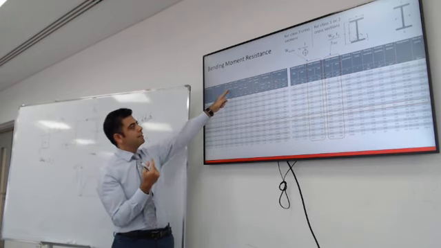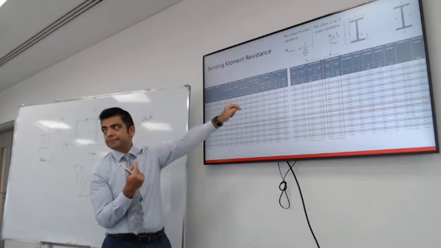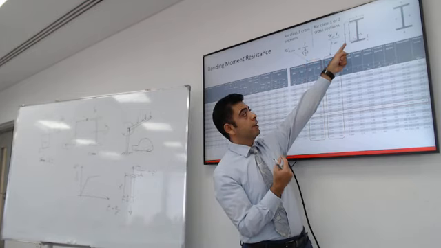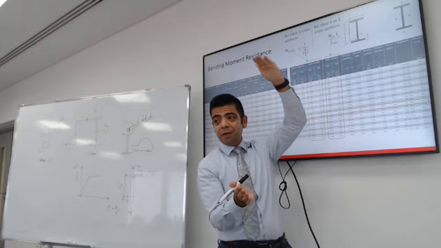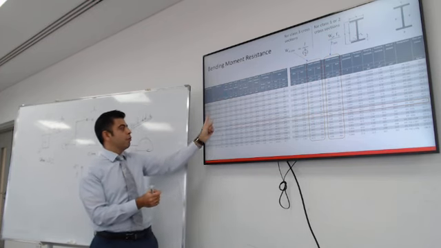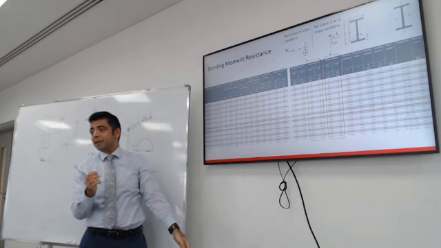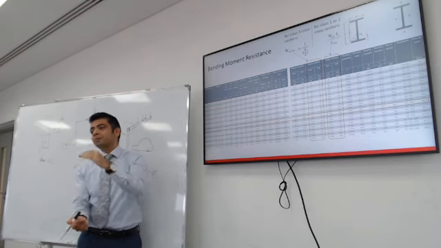The depth of the section is H. What is H? The length? No. It's over there, you can see. From the very top to the very bottom. So how much is H for IPE 400? It's 400. That's why it's called IPE 400, because its depth is 400.